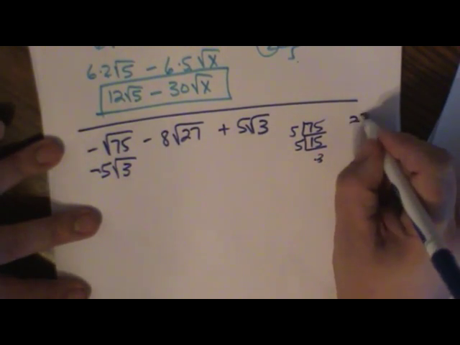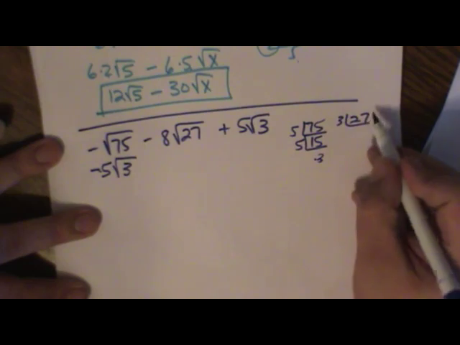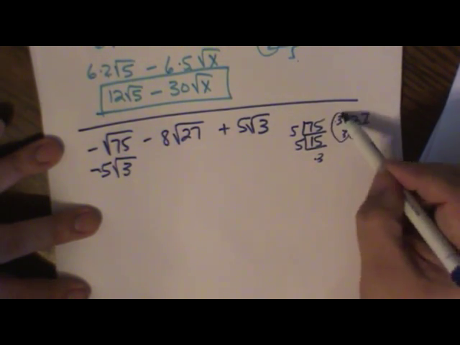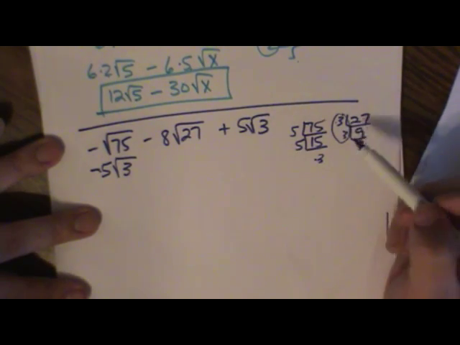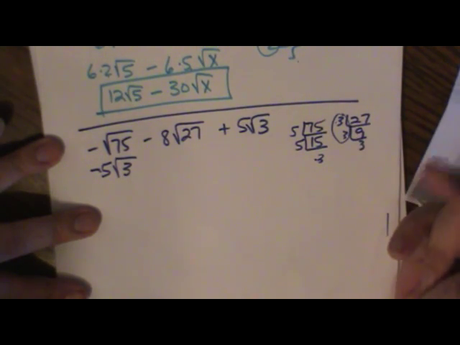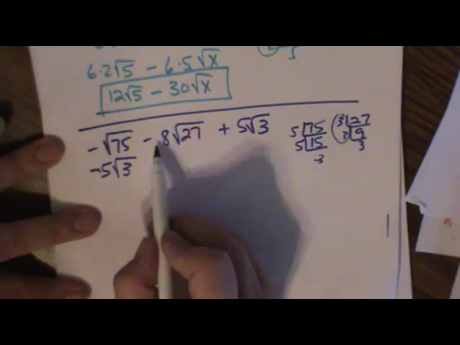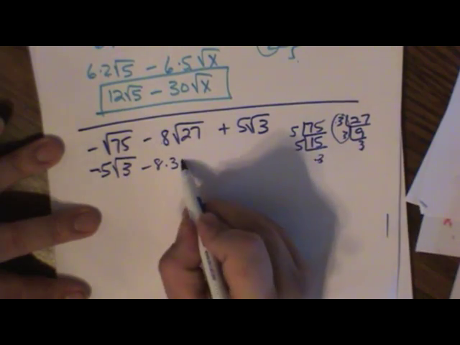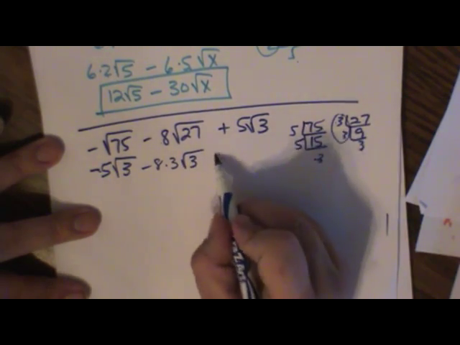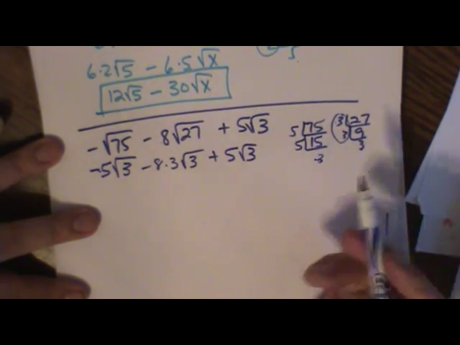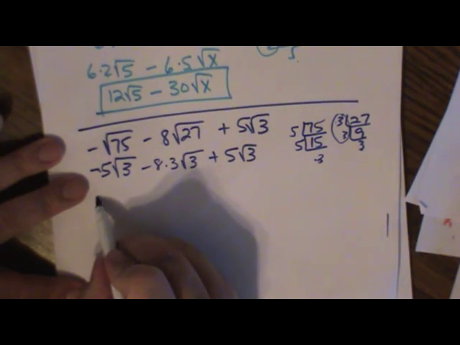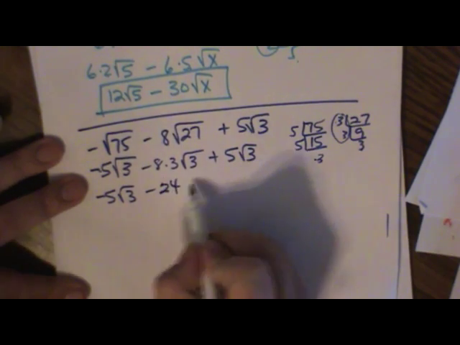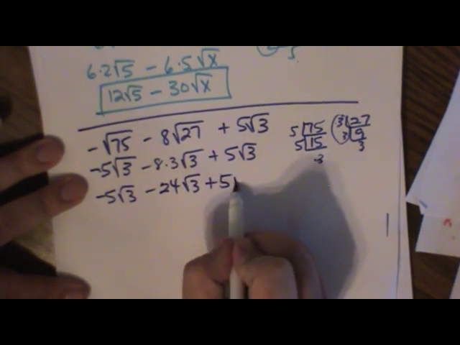Now let's do the 27. We know 3 times 9 is 27, and 3 times 3. Here's our pair, because we're looking for pairs, or our index is 2. So we have 8 times 3, and then square root of 3 inside. And then plus 5 square root of 3. Now, if we combine, what is that, -24? Plus 5 square root of 3.